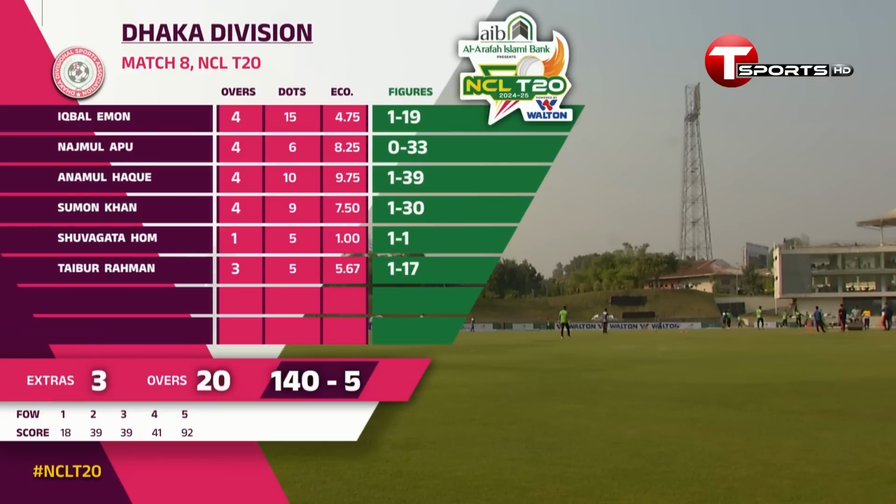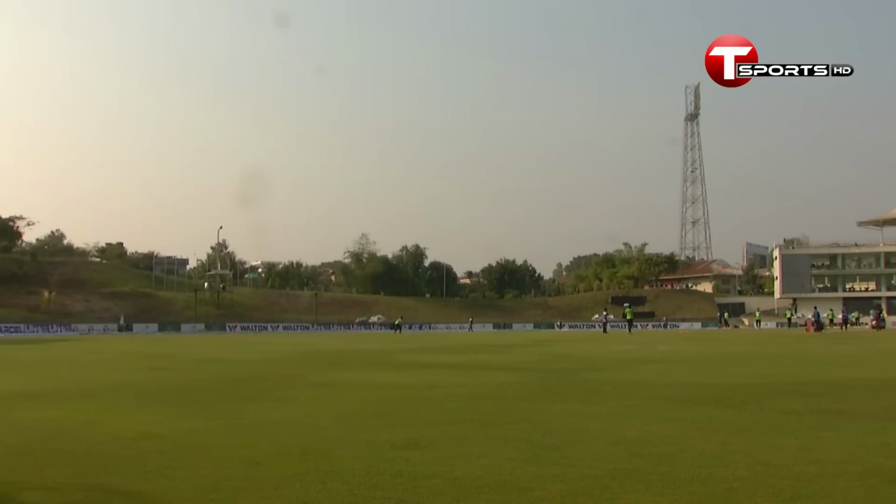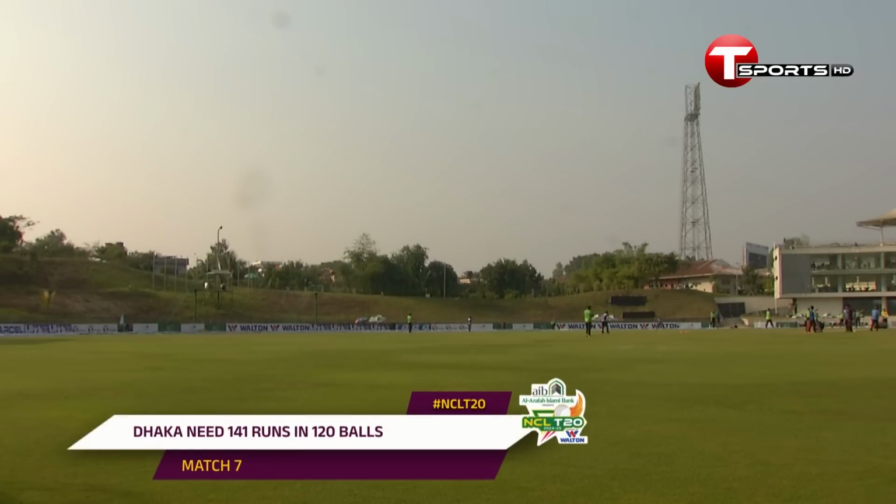Iqbal Imon with that 1 wicket, and there's 1 each for Anamul Haq, Shumon Khan, Shubhagata Home, and Taibur Rahman. Interesting to see that Shubhagata Home was only used for 1 over, but that was a choice of the spinners sharing the 4 overs, while Nazmul Lopu bowled the other 4 among the spinners. Dhaka need 141 runs in their 20 overs.